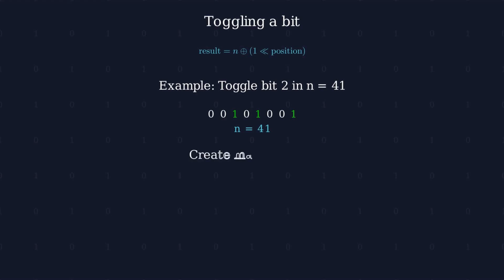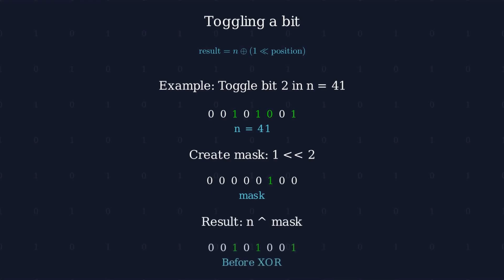00100101. We create a mask by left shifting 1 by 2 positions. This gives us 00000100 with only bit 2 set to 1. Now we perform the XOR operation. The XOR operation flips the bit where the mask has a 1 and leaves other bits unchanged. As we can see, bit 2 has been flipped from 0 to 1, changing 41 to 45.